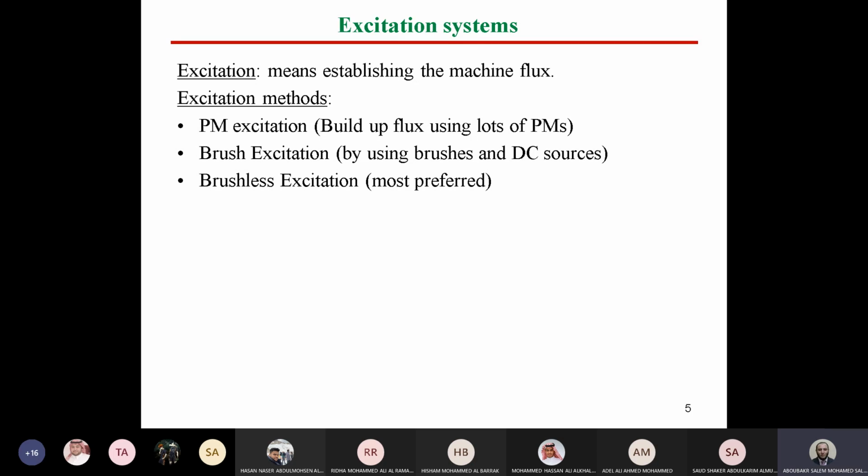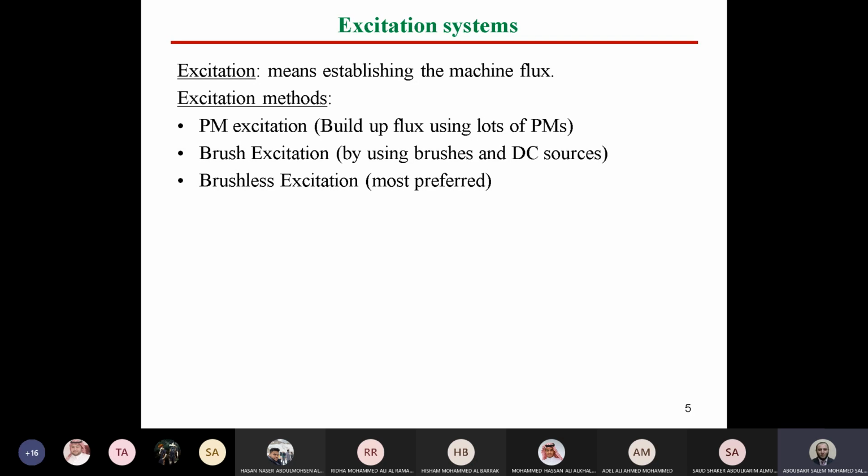Now we discussed that we have three phases on the stator, which are called the armature winding. The armature windings are the power windings, the windings which carry the power of the machine. The other windings are called field windings. So excitation here means to supply the field winding in order to establish the flux in the machine. Or if the machine has no field winding, it will have its own permanent magnets.